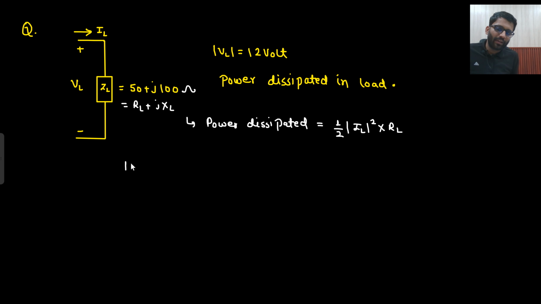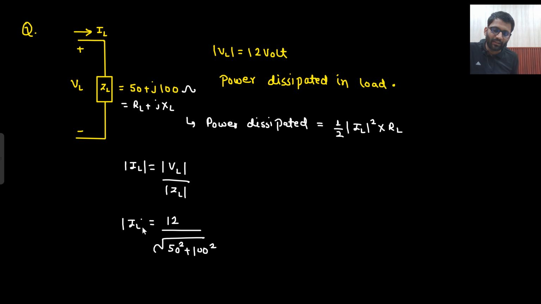So what will be my mod of IL? Mod of IL will be mod of VL divided by mod of ZL. Here if I am finding IL, I will not divide by RL, I will divide by mod of ZL. What is mod of ZL? Square root of 50 square plus 100 square. So what is my VL? My VL is 12 volt. Mod of VL means maximum voltage, which is 12 volt. And ZL is the square root of 50 square plus 100 square. So this is your mod of IL.